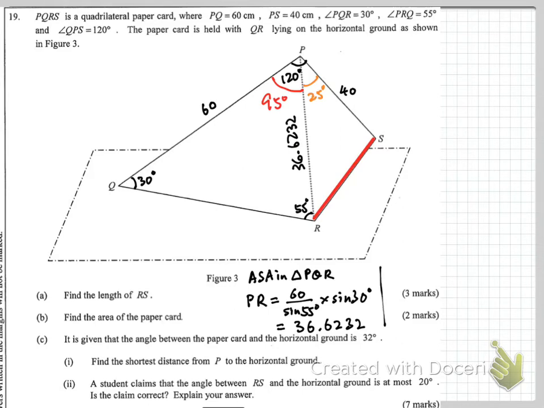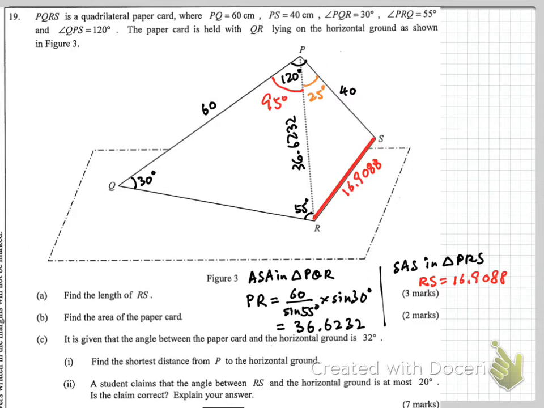And then furthermore, we can use SAS in triangle PRS. Now that we have PR, we can use the cosine formula. You can do it on the calculator. It is formula 02. So right away, we have RS equals 16.9088. This is the length of RS. That will score you 3 marks for finding the length of RS.